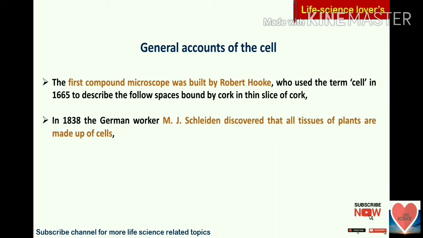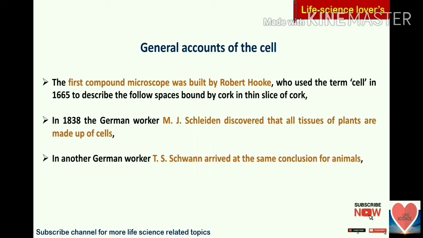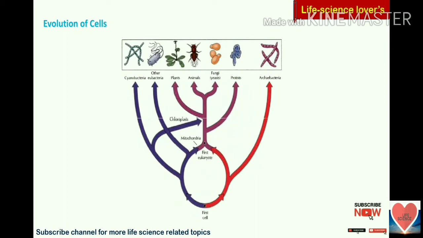In 1838, German worker M.J. Schleiden discovered that all tissues of plants are made up of cells. Another German worker, T.S. Schwann, arrived at the same conclusion for animals. This concept was then applied to all living organisms. Evolution of cells: present day cells evolved from common prokaryotic ancestors which diverged along three lines of descent, giving rise to archaebacteria, eubacteria and eukaryotes.